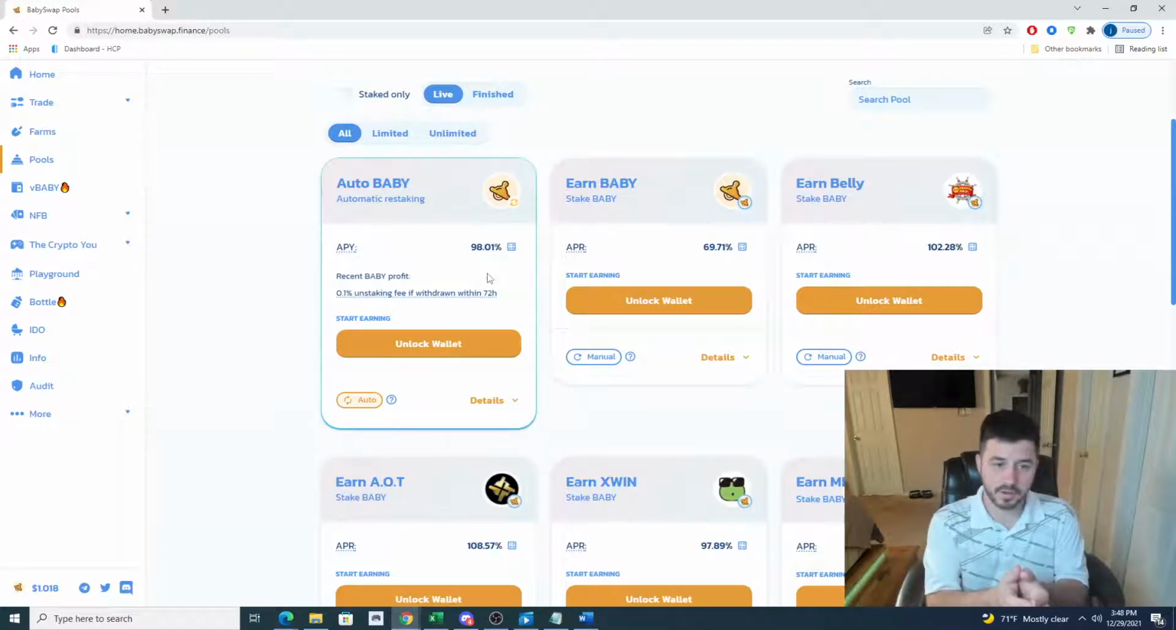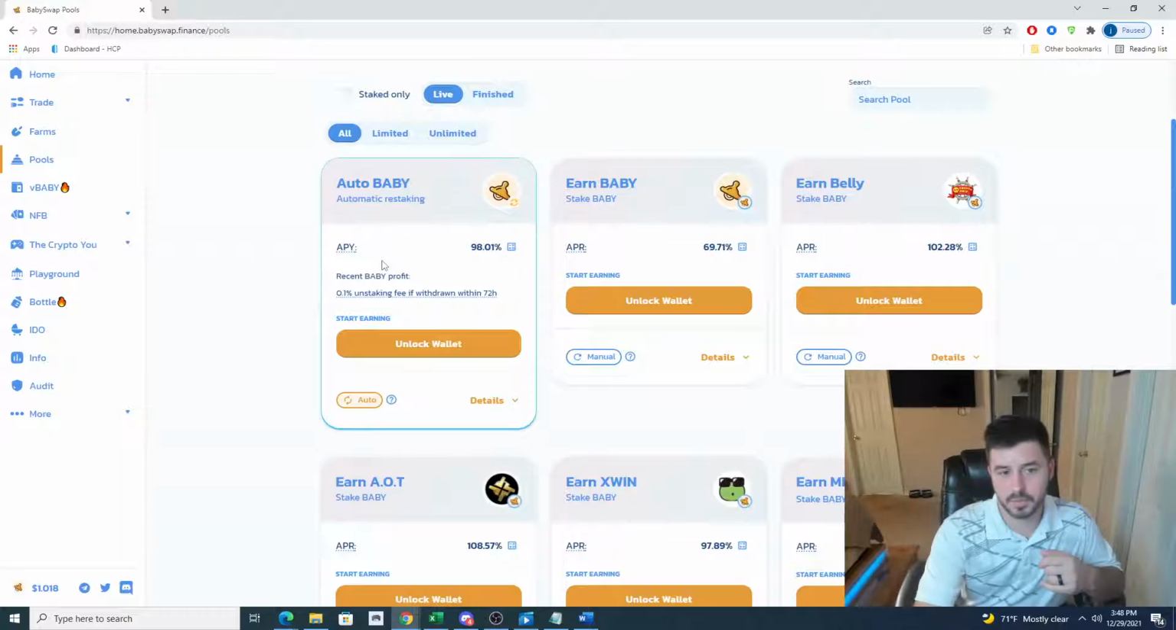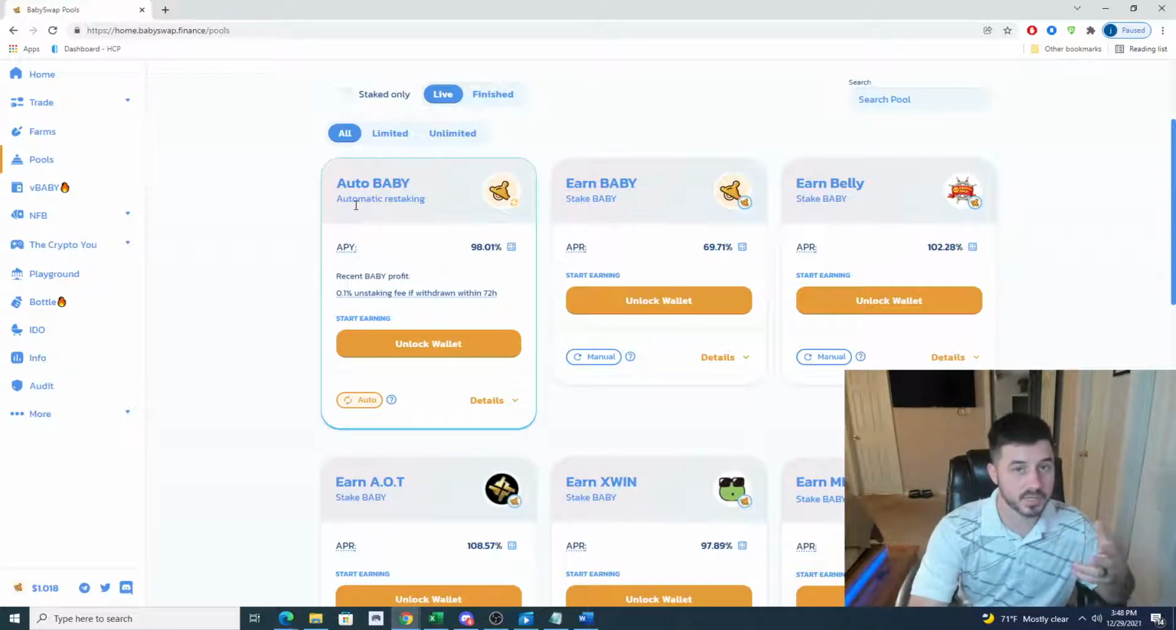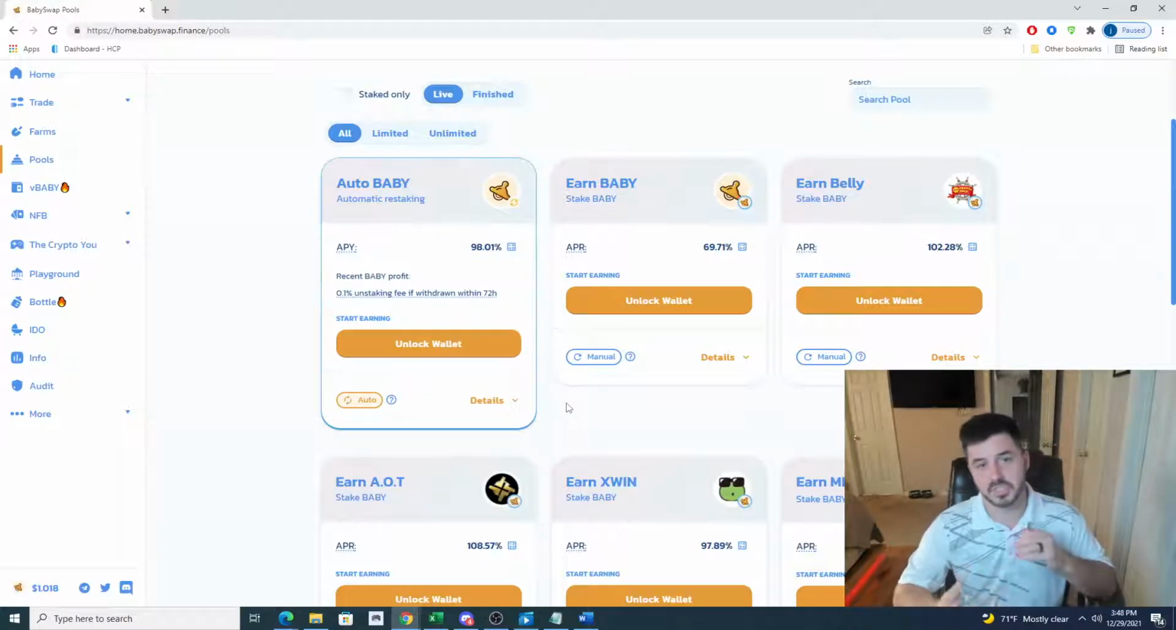You're going to put it in there and you're going to have what's known as an APY, your annual percentage yield. So currently, over a year's time, in the automatic restaking pool for Auto Baby, you will earn 98% more tokens over the course of a year. These do fluctuate; they're not static.